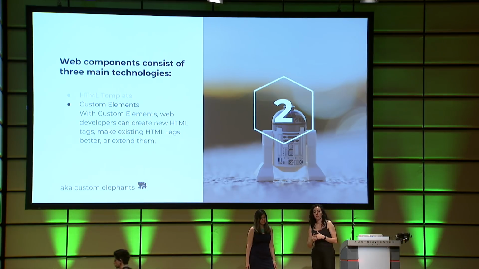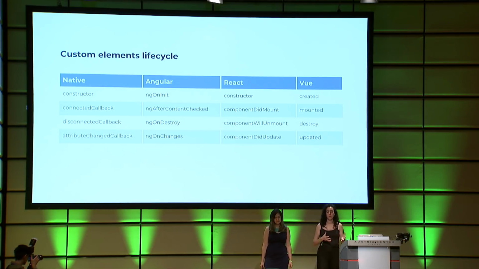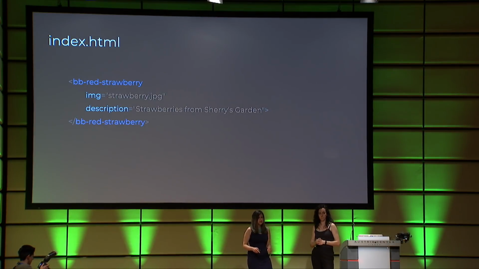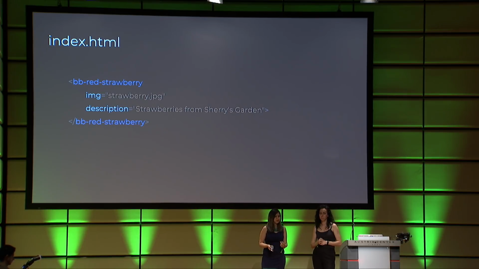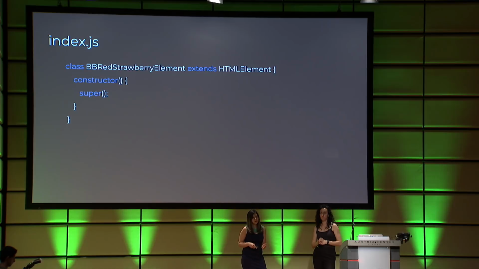Also, custom elements are extended from HTML element, and that provides us with several methods. We've created this table so that you can understand how these methods work relating to frameworks that you might be familiar with. But anyhow, we're going to see how this works now in the code. Yes. So we are going to create bb-red strawberries. This component is going to have the image and also a description. As Anna mentioned, they are basically JavaScript classes that inherit from HTMLElement.